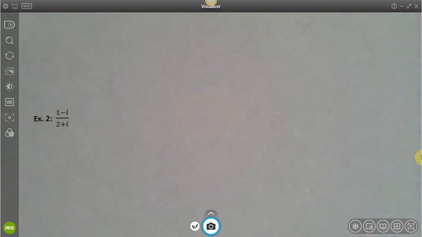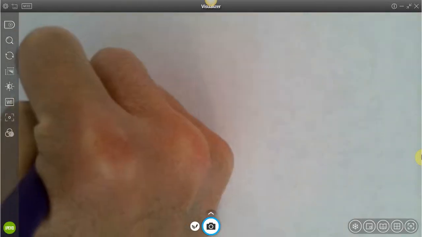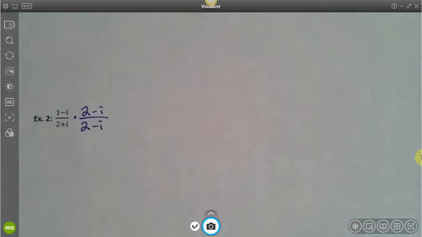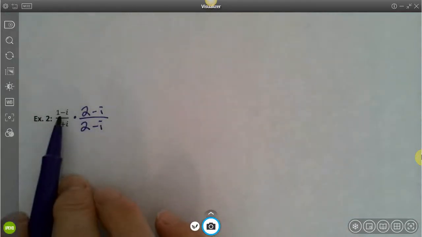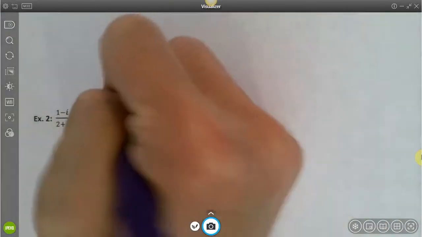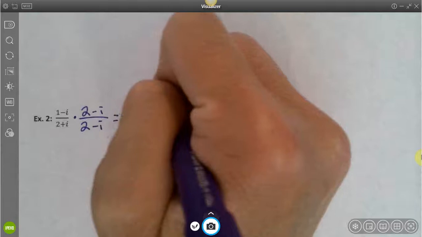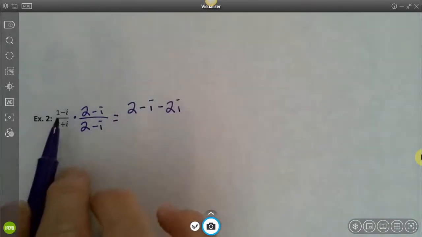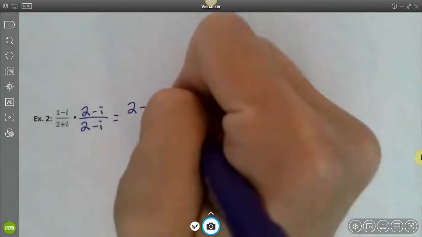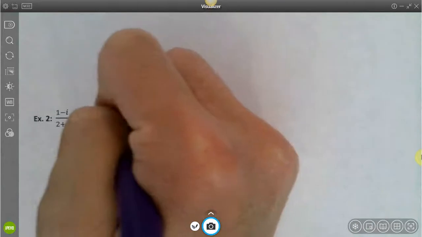Here we have a denominator of 2 plus i, so the conjugate would be 2 minus i, which we're going to multiply both the top and the bottom by. But now in this case, we have a binomial in the numerator, so we're going to have to FOIL these two together. So we'll have first times first is 2. Outer is minus 1i. Inner will give us minus 2i. And negative i times negative i gives us a positive i squared.